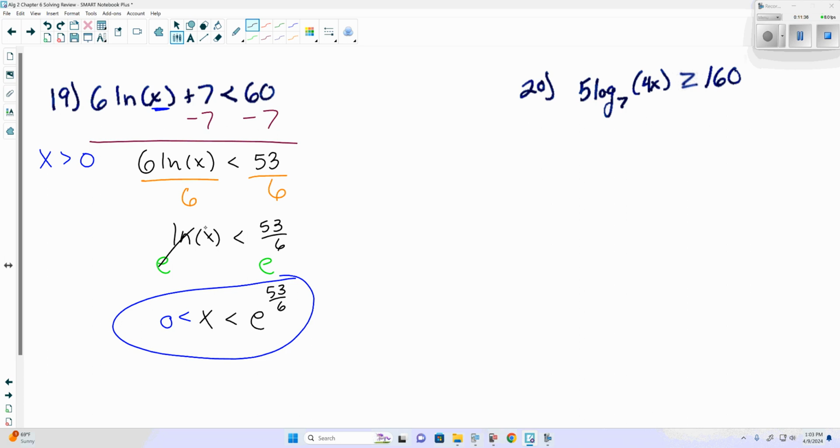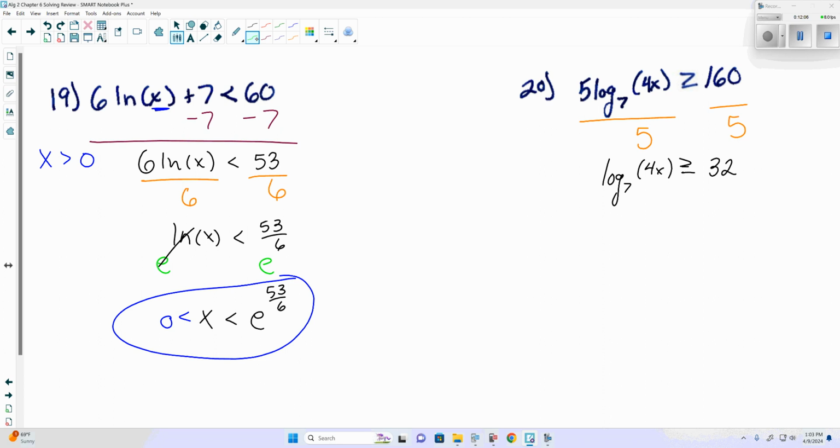20. 5 times the log base 7 of 4x is greater than or equal to 160. What can we do first? We're going to divide both sides by 5. Because our log base 7 of 4x is greater than or equal to 32.